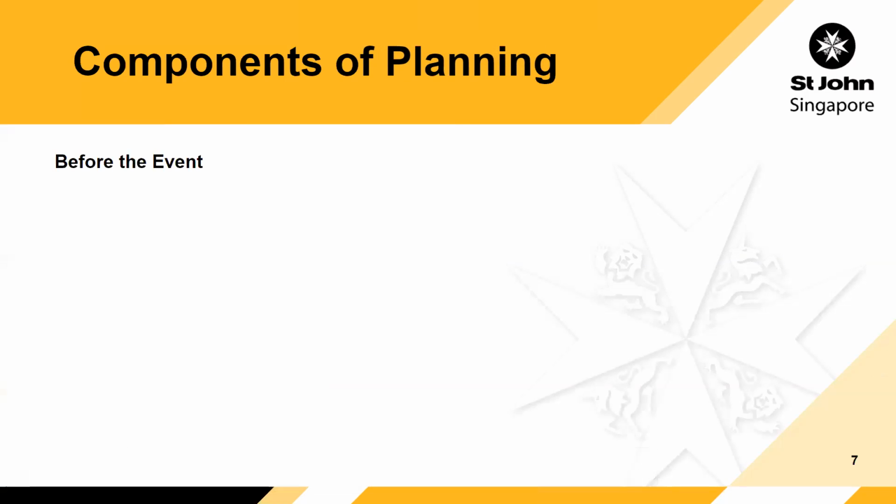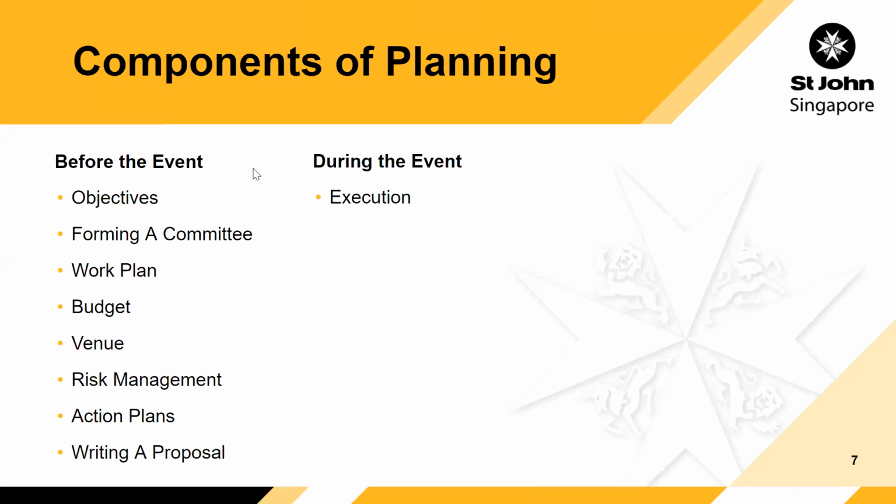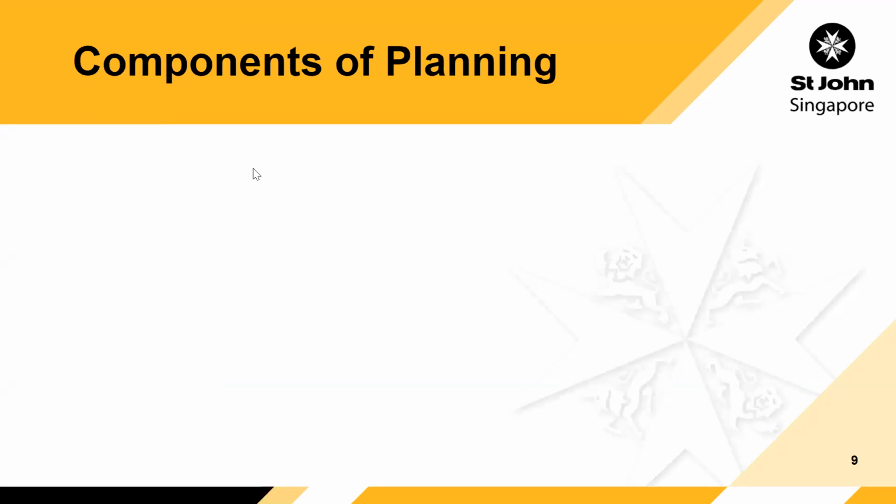The components of planning are as such. Before the event, we'll come up with a proposal that consists of the following: your objective, the committee, work plan, budgeting, venue, risk management, action plans, and writing a proposal. During the event is quite simple. It will be the execution, and then there will be an after action review after the event. I'll now elaborate more on each component of proposal planning.